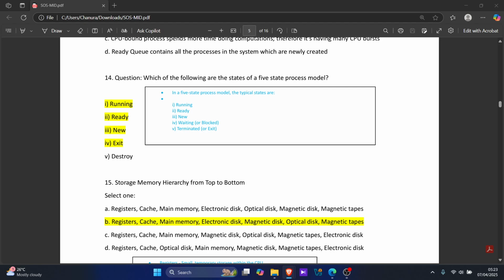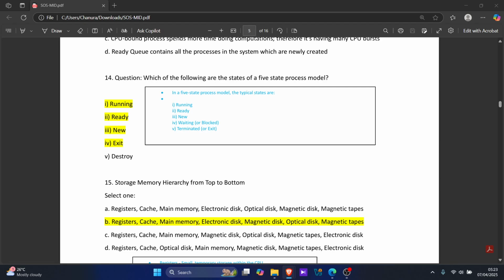But the question asks which of the following are the states, implying that all 5 may be correct. Alternatively, maybe the 5-state model in some contexts includes destroy as a state. But I can't recall any standard model that includes destroy. Alternatively, maybe destroy is a synonym for exit. But in that case, they would be the same state, so both exit and destroy shouldn't be included.